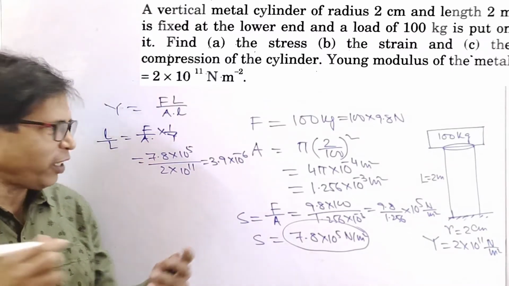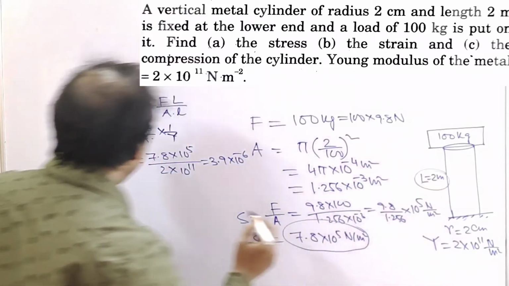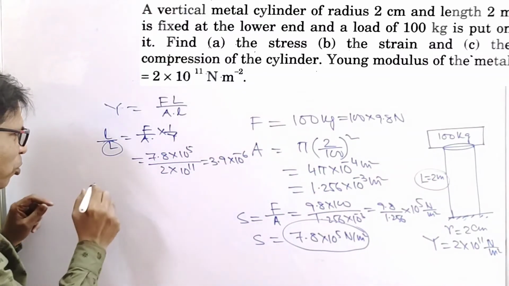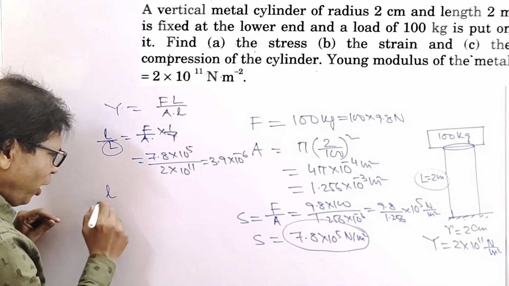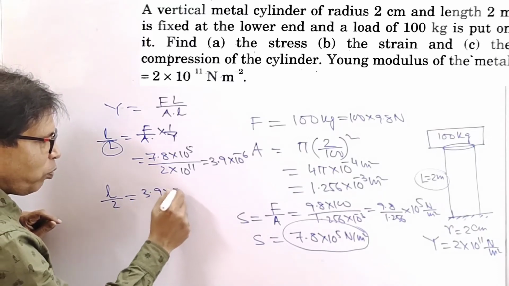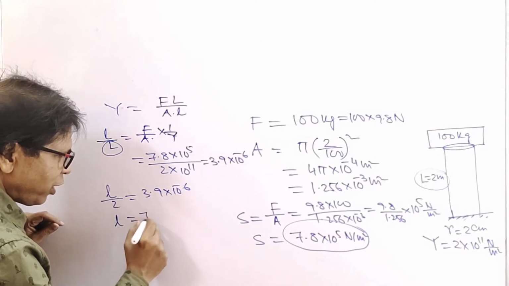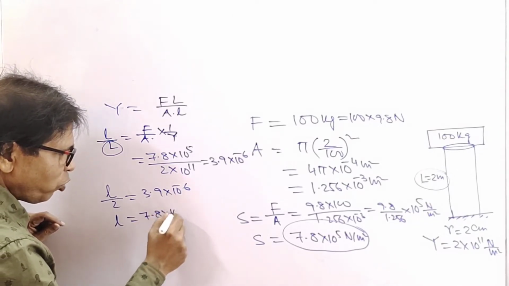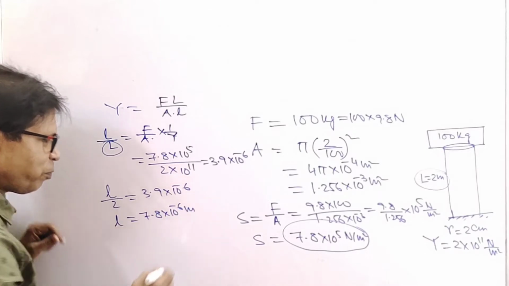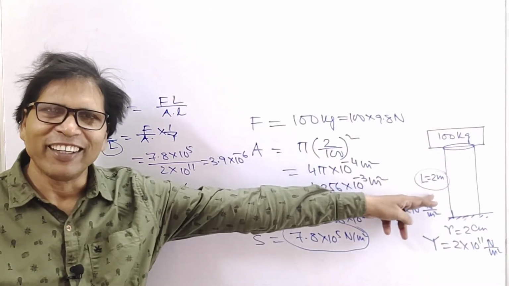What will be the increase of length? If we put L equals 2 meter, we can get the elongation. So small l by 2 equals 3.9 into 10 to the power minus 6. So small l equals 7.8 into 10 to the power minus 6 meter, which is the elongation produced in this rod.